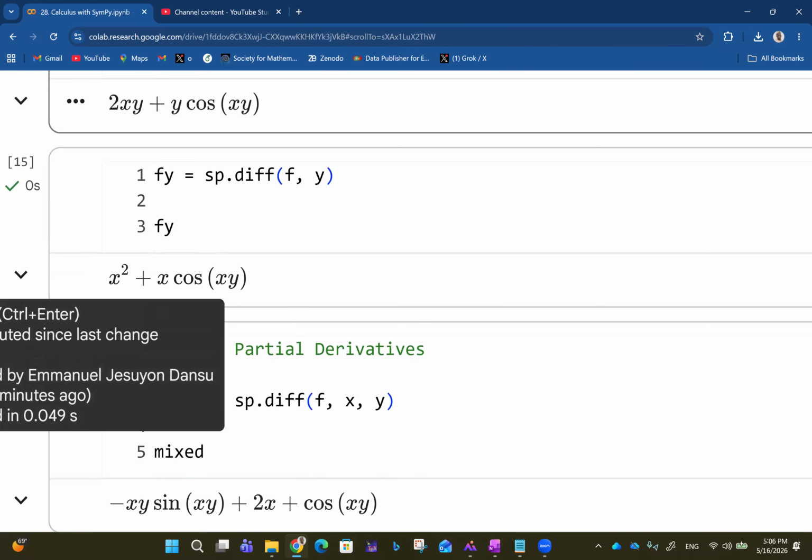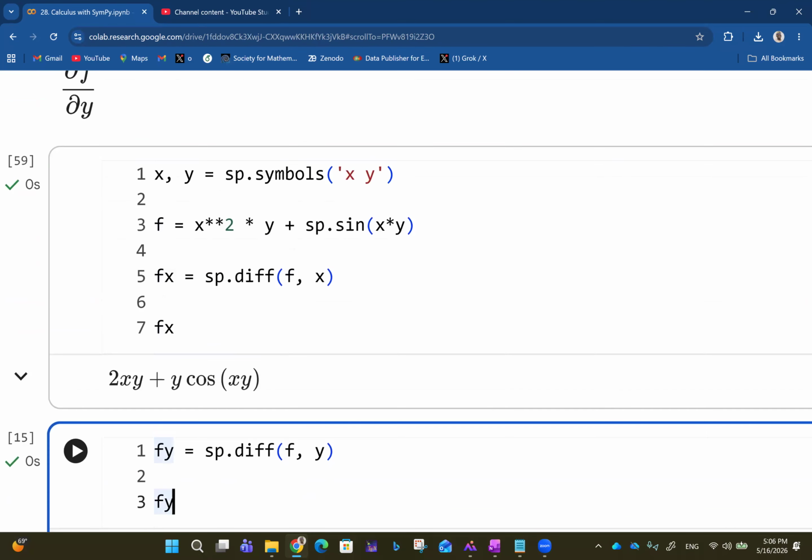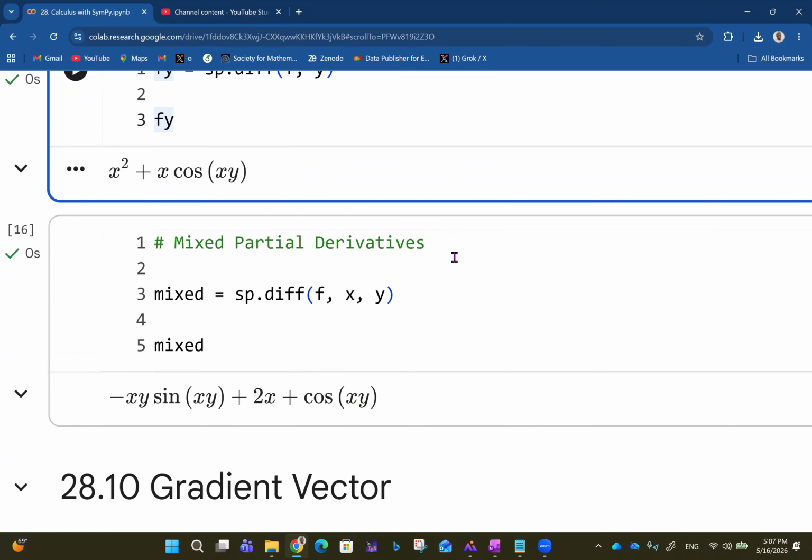And with respect to y, what happens? You have the same function f with respect to y. So when you differentiate x squared y with respect to y, you get x squared. Then on this other side, if you differentiate xy with respect to y, you get x. That'll be x cos xy. And that's exactly what you have, x squared plus x cos xy.